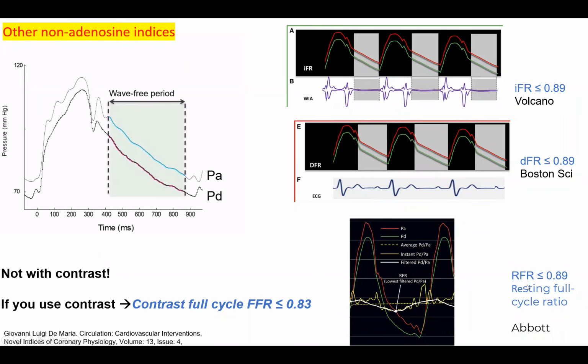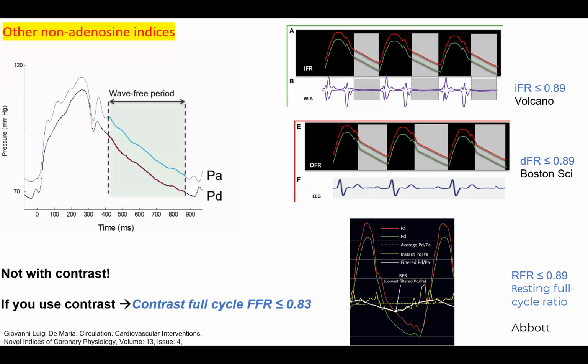RFR correlates strongly with iFR, with a cutoff of 0.89. It has less correlation in the case of RCA, where in 32% the highest PD/PA gradient occurred in systole. So in institutions that have this, it may be a good index to use in RCA to compensate for the pitfalls of iFR in RCA and the importance of systolic flow in RCA.